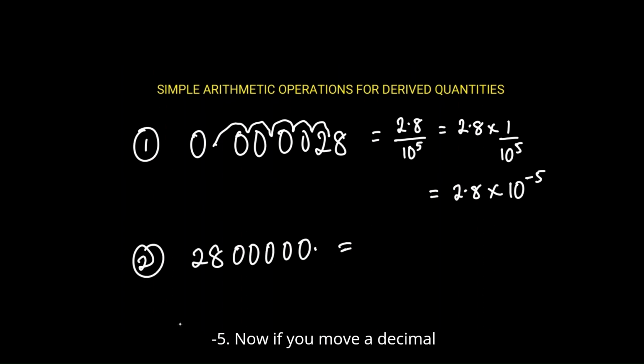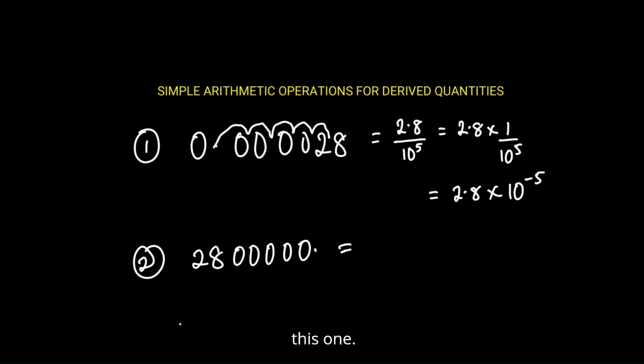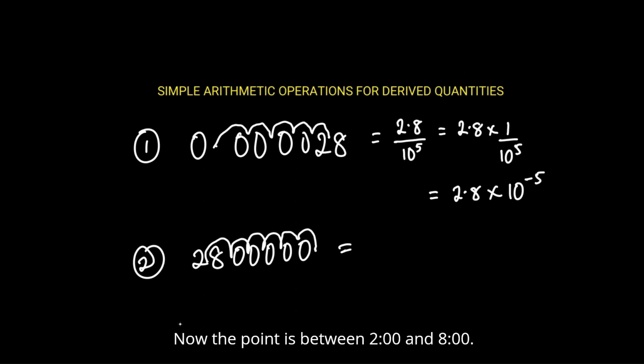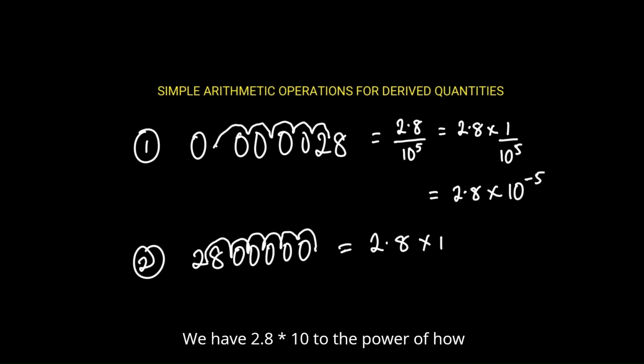Now, if you move a decimal point from right to left, you will multiply by 10 to the power of how many times you moved. So if we move this 1, 2, 3, 4, 5, 6. Now the point is between 2 and 8. We have 2.8 times 10 to the power of how many times did we move? 6 times.